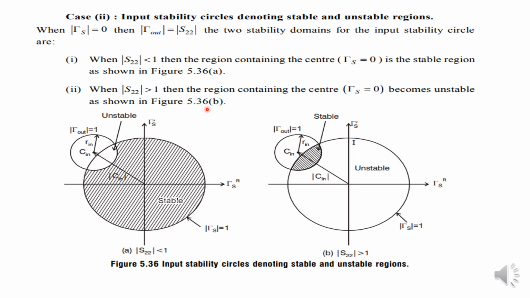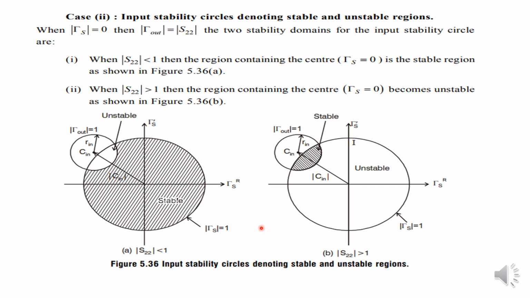Next is the second case, input stability circles, which denote both stable and unstable regions. Here the circles are just opposite. In the first case, when |S22| is less than 1, since we are considering input stability circles, we have to consider the S parameter S22. When |S22| is less than 1, the shaded region is stable and the unshaded region is unstable. And here it is just opposite: only this shaded region is stable, and the remaining region is unstable. So these are the input stability circles with stable and unstable regions.